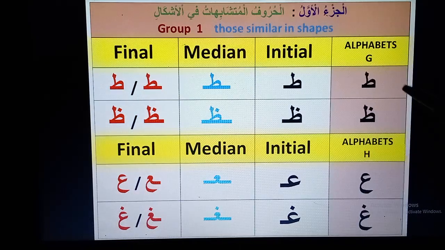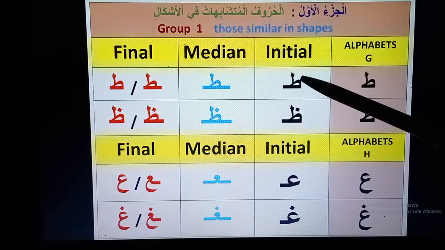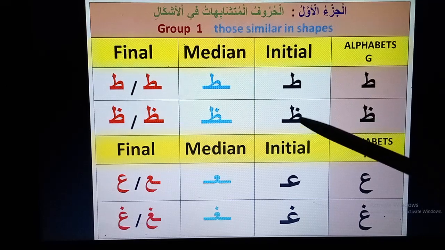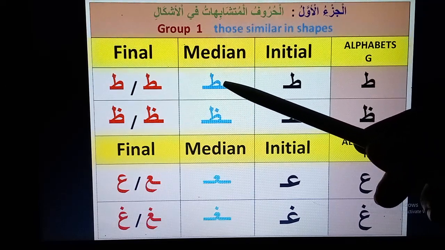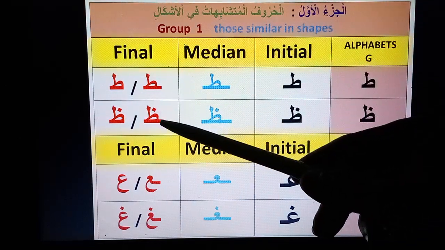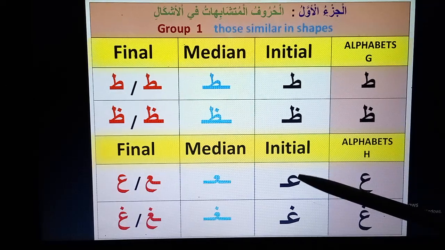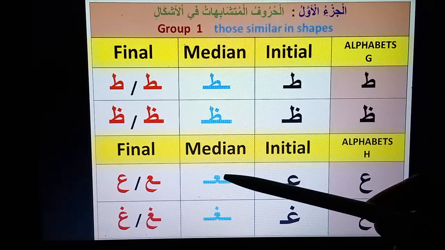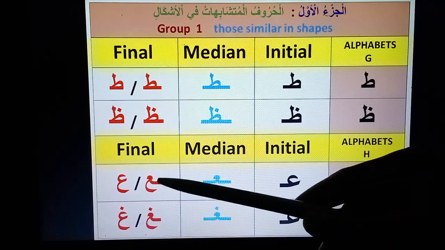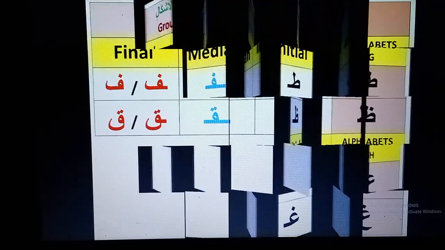We go back to other alphabets. Alphabet G: Ta and Za. The same thing: when they are at the beginning of a word, this is the shape they get. When they are at the middle, this is the shape. And when they are at the end of a word, this is the shape. We come to alphabet H: Ain and Ghain. When they begin a word, this is the shape. When they are in the middle of a word, this is the shape. And when they are at the end of a word, this is the shape. We go to other alphabets then.